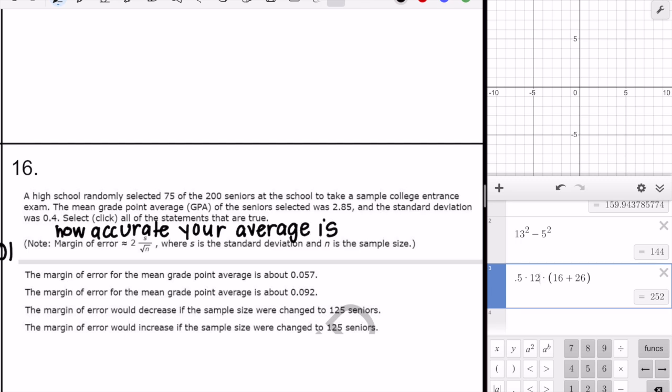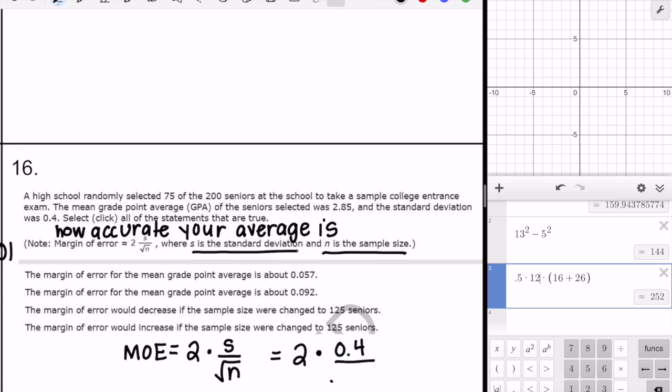All right, so they gave us the formula. They told me the margin of error is 2 times S over the square root of N. Now, S stands for the standard deviation, N stands for the sample size. All you have to do is plug in what you know. So we're going to do 2 times, it said the standard deviation was 0.4. And we're going to divide that by the square root of the sample size. The sample size was 75.